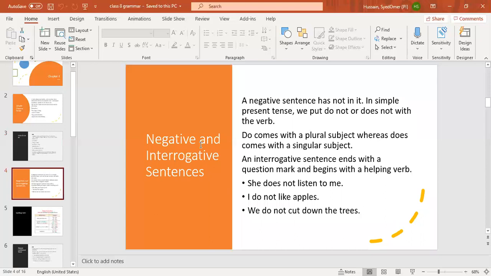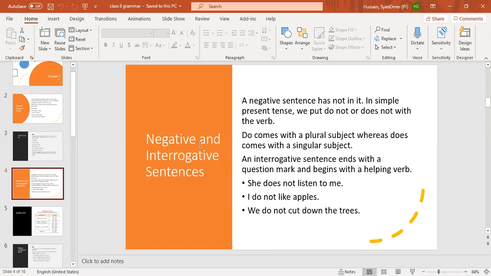So we put do and does because in negative and interrogative sentences it is compulsory to put the helping verbs, because simple present tense does not have any helping verb in the affirmative sentence. Do comes with the plural subject, does comes with a singular subject. For example, Nadia does not. Why Nadia does not? Because Nadia is singular. Nadia does not read properly.